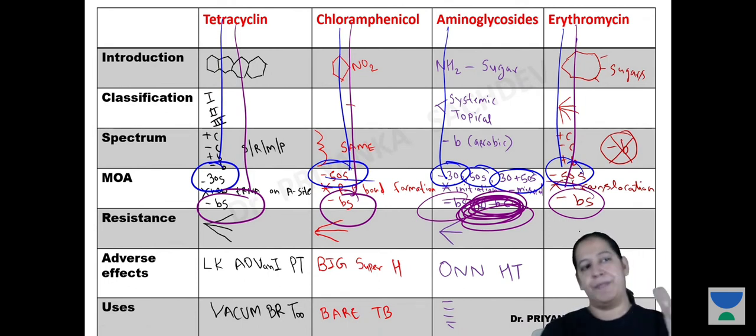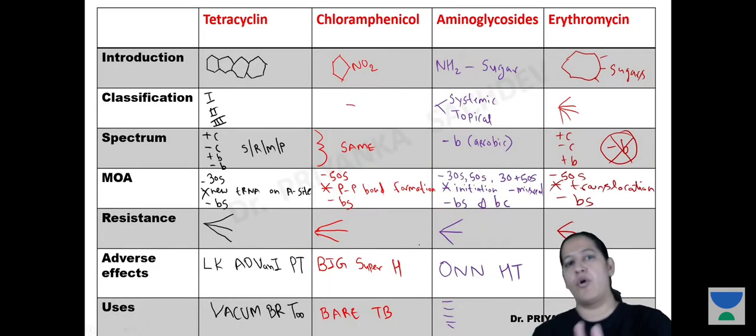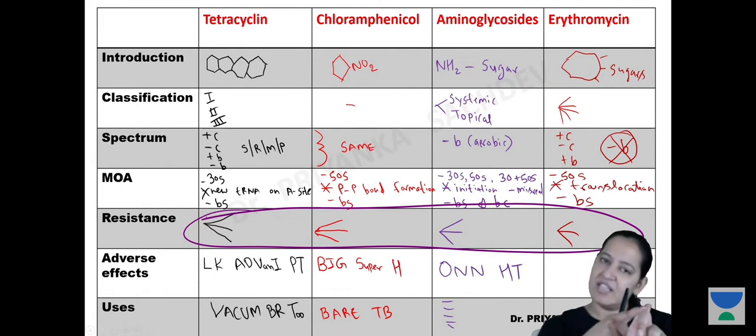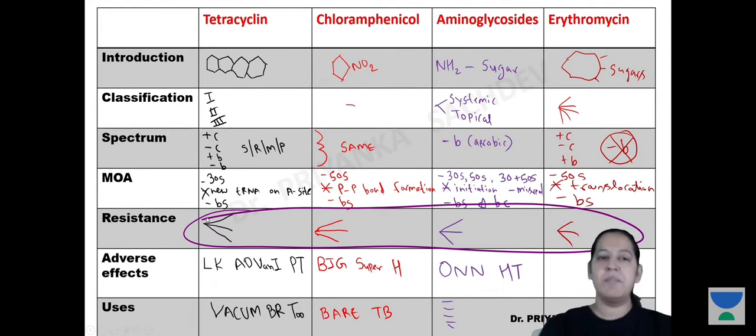And you know resistance, the 3 ways are the same. So leave the resistance. The 3 mechanisms you already know. So resistance is common in all of them. You know the 3 mechanisms: decrease influx, increase efflux, cover the ribosome with a protective covering, and enzyme formation. Enzyme will degrade the drug. So these 3 mechanisms are common for both.